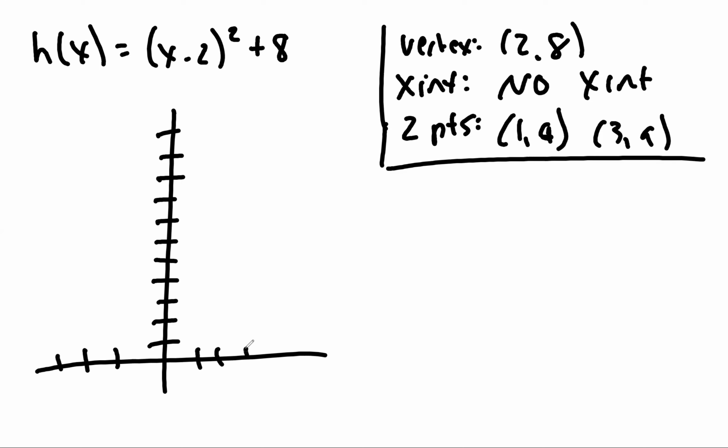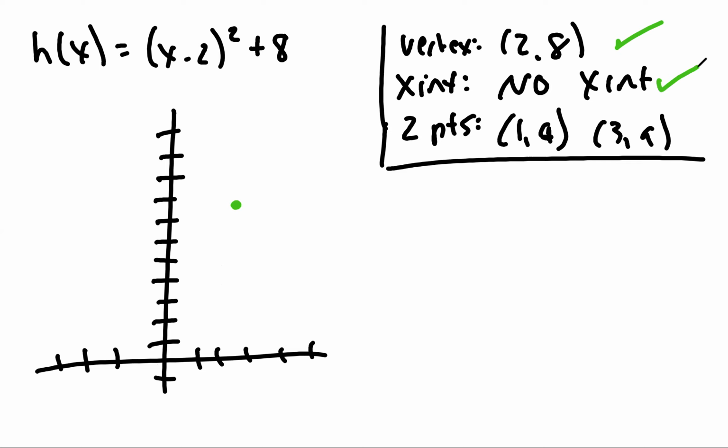And so I will first graph my parabola's vertex, which is (2, 8). So I will go from the origin over 2 and up 8. So over 2, 1, 2, 3, 4, 5, 6, 7, 8. So it's going to be here. And so there's my vertex. There's no x-intercept, so I don't have to worry about that.